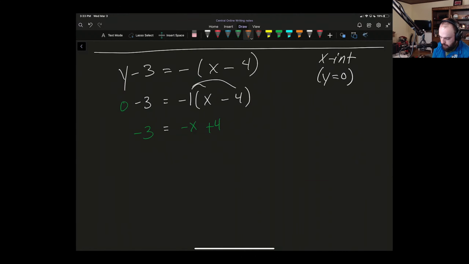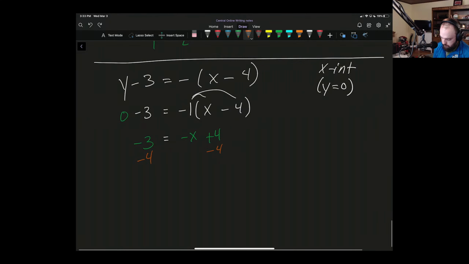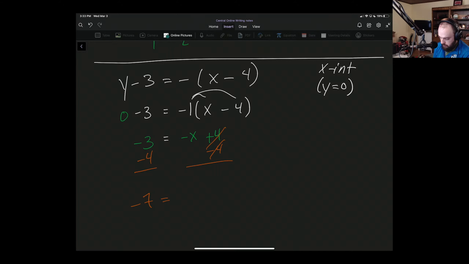So what we need to do is undo this addition of 4. So we're going to subtract 4. 4 minus 4 is going to be 0. Oops, I didn't mean to erase it. It's going to be 0. Negative 3 minus 4 is going to be -7. We're going to be left with negative x on the right-hand side.